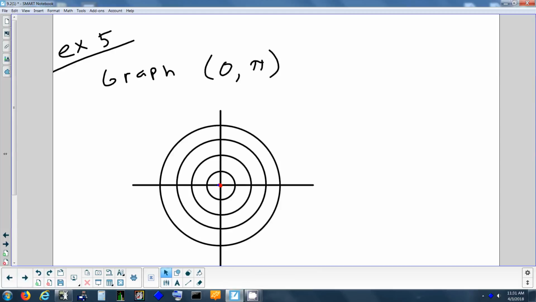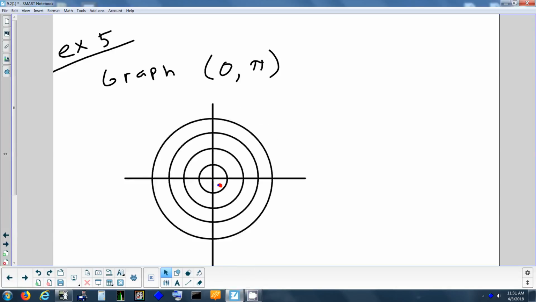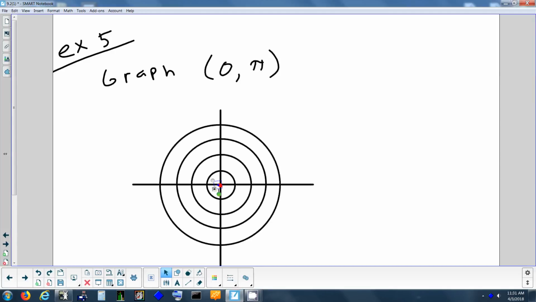Okay. 0, 0 comma anything is just a dot at the center. Doesn't matter if the dot spins in place. As you can see, spinning in place doesn't really change how it looks.